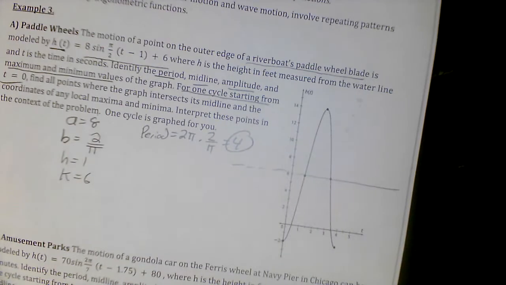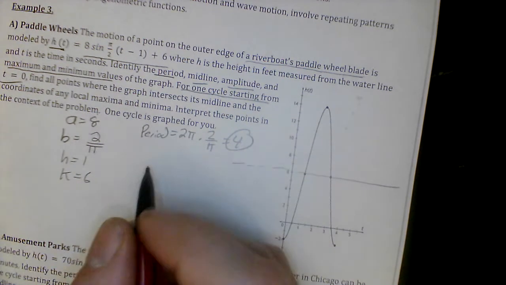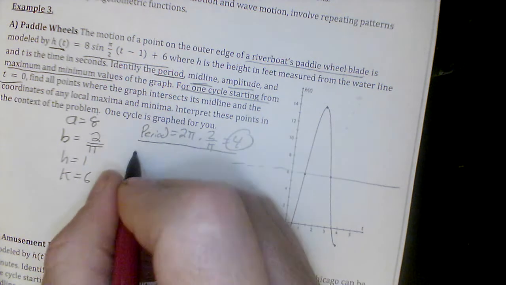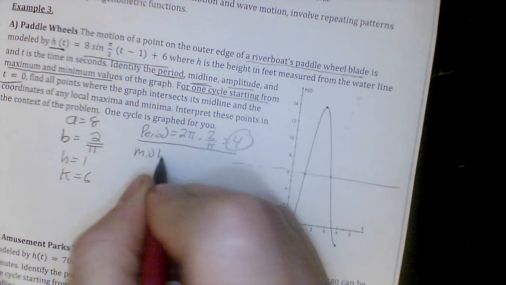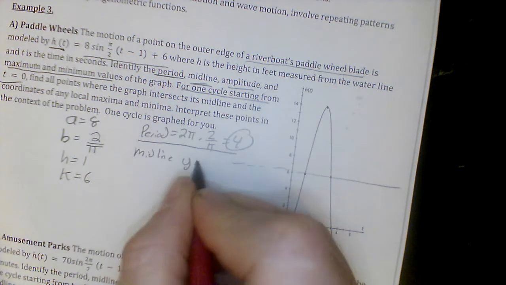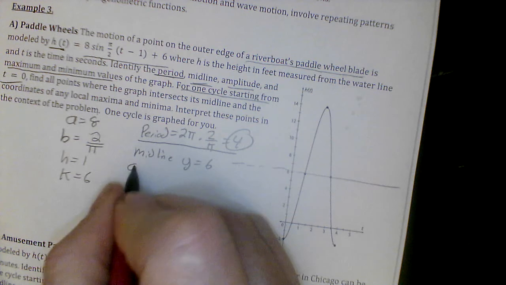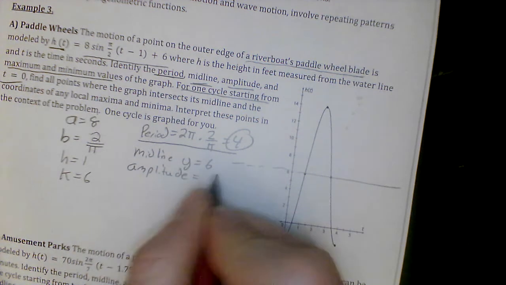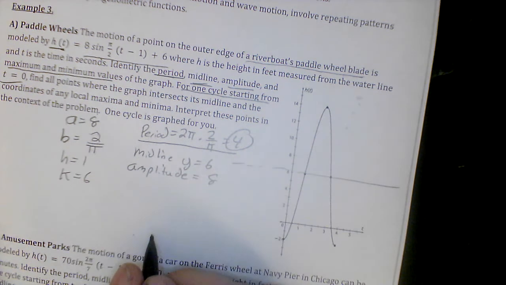So let's see what we know about this. We've solved period. I've got it right there. Midline, so let's write it. Midline, we can see it, is y equals 6. Amplitude equals 8. We got it right here.